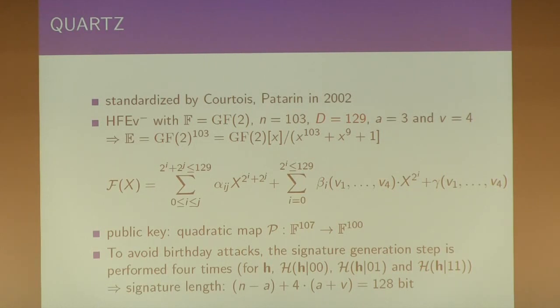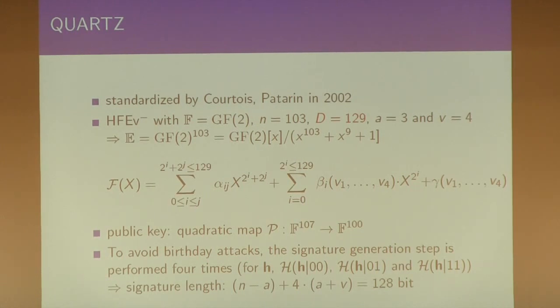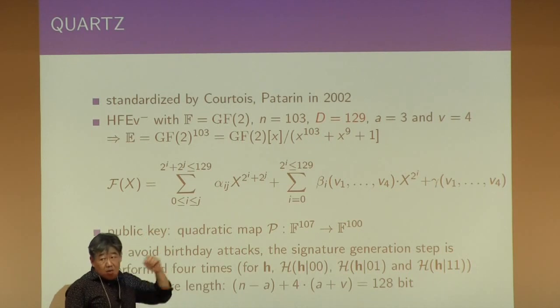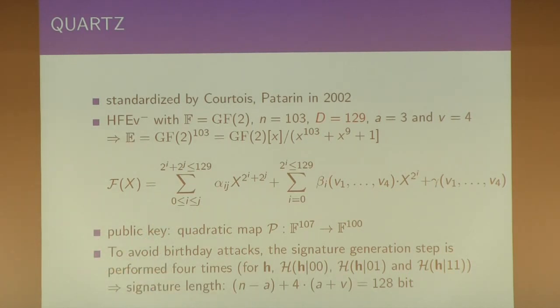So again, this is not Goubin, I made a mistake there. It is Courtois and Patarin in 2002. They proposed this HFE V minus scheme. You choose a finite field, and n, the degree of the extension of the finite field, is 103. Here the interesting part is the degree of the HFE polynomial. It chooses degree D to be 129. I think we all know what it means, right? 129 means 2 to the 7th plus 1. Remember, the degree of the polynomial is q to the i plus q to the j, right? So here the maximum you are allowed is 129. This is how you construct the polynomial.